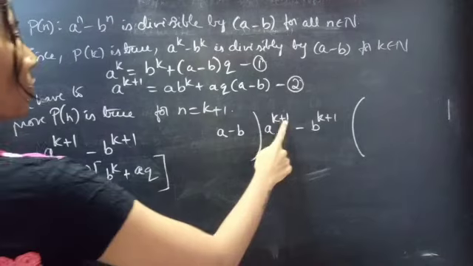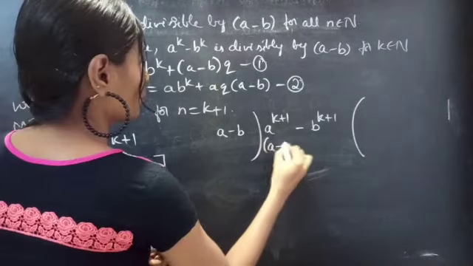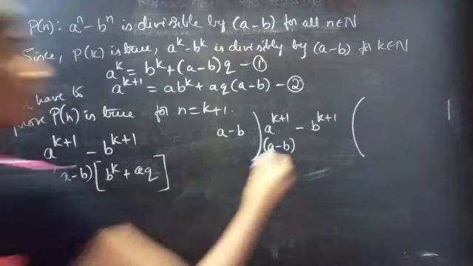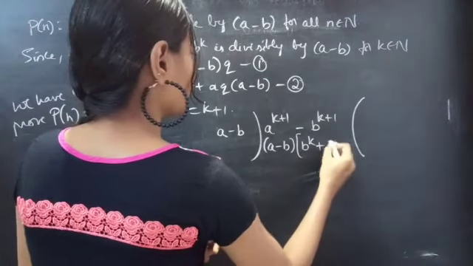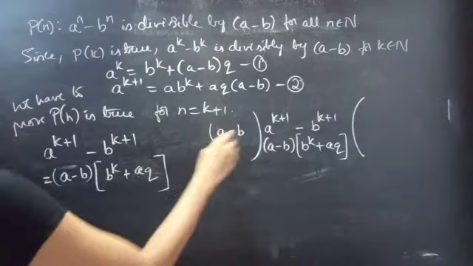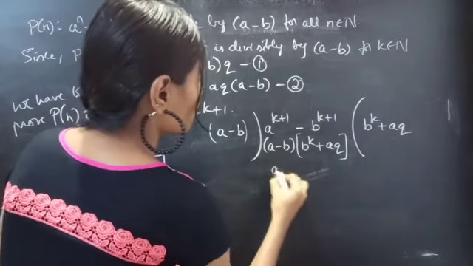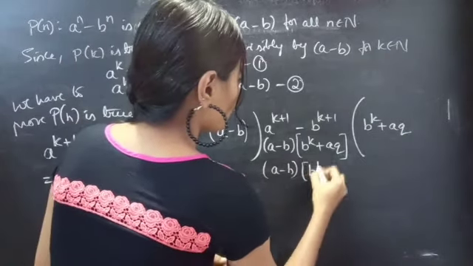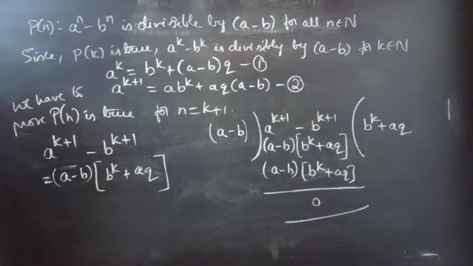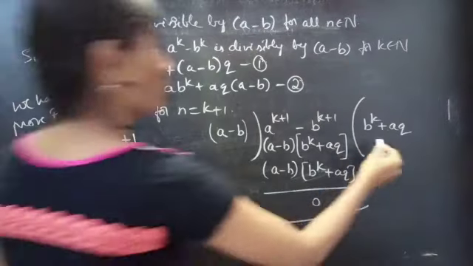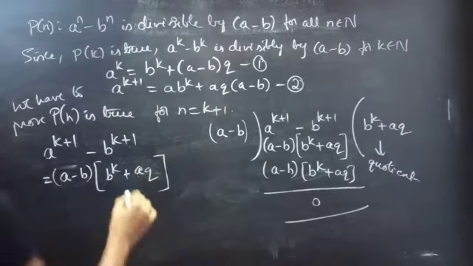So you can replace a power k plus 1 minus b power k plus 1 by a minus b times b power k plus a cube. So a minus b into b power k plus a cube, where we get the remainder 0. So here b power k plus a cube is our quotient.